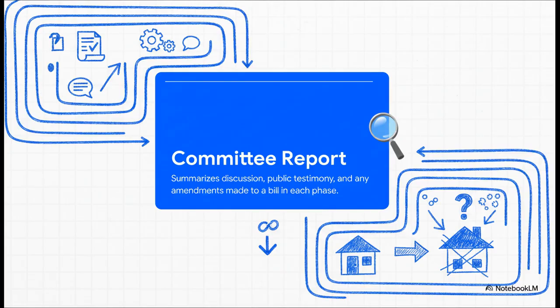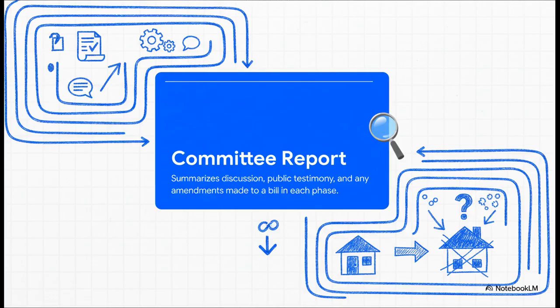Guys, this document is vital. It summarizes the discussion, the public testimony given, and any amendments made during each phase of the bill's progress. Let me emphasize this. You absolutely must read the committee report. You'll usually find it linked way down at the bottom of the page. It's crucial because sometimes, actually a lot of times, the amendments made during a hearing can completely alter the original intent of the bill.